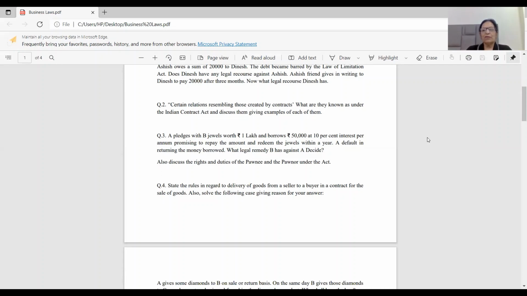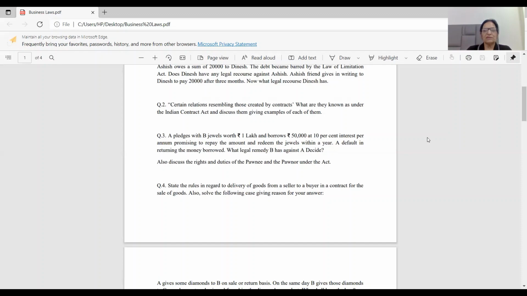Friends, the first part pertains to delivery of goods. The term delivery of goods has been defined under Section 2, subsection 2 of the Sale of Goods Act 1930. It is the voluntary transfer of goods by one person to another.